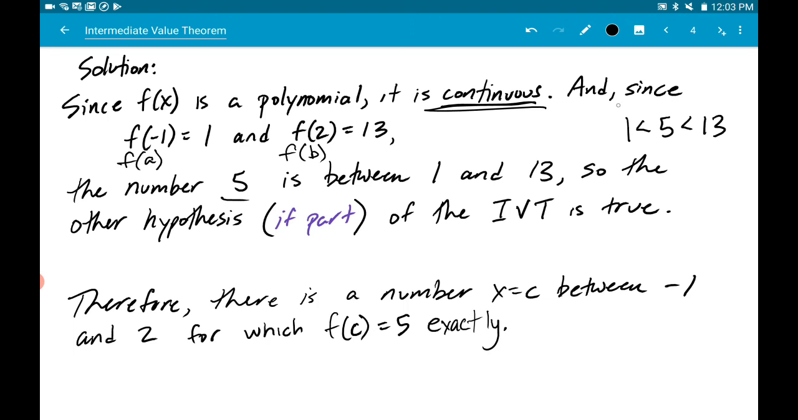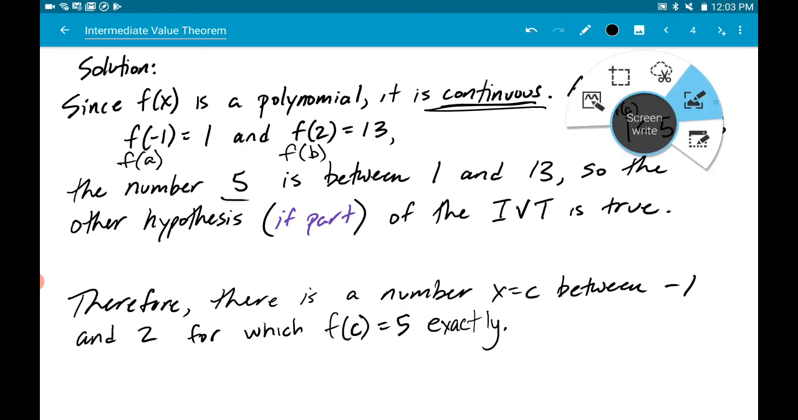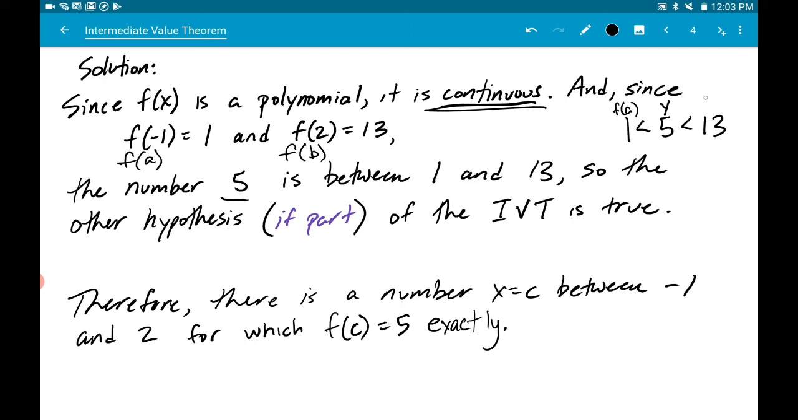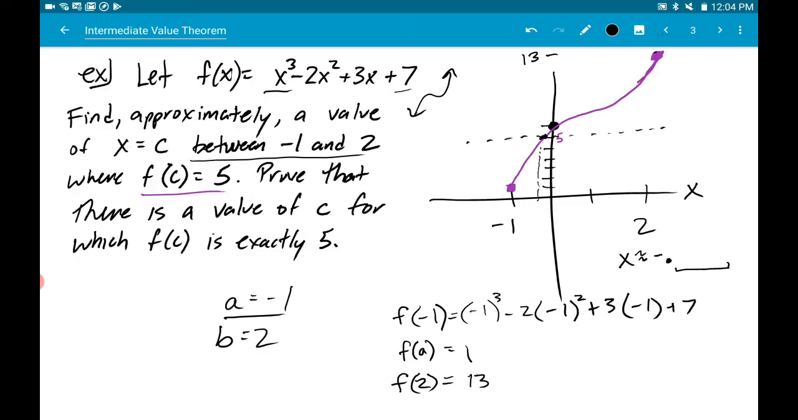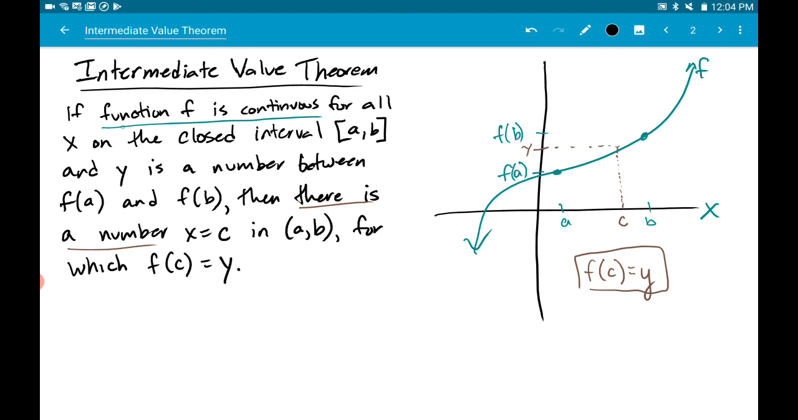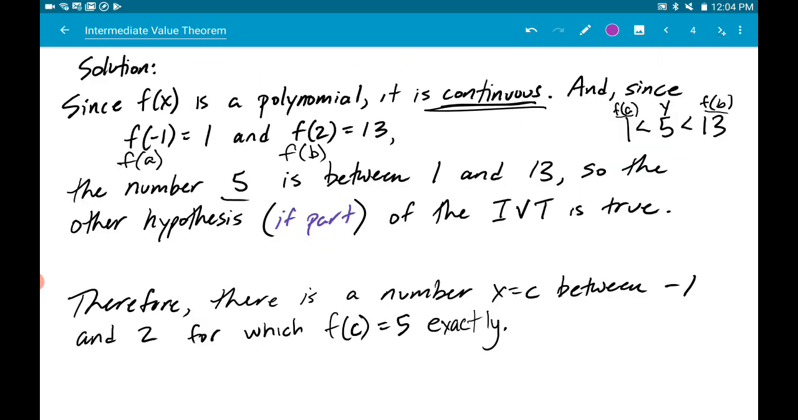You could also think of it as, 5 is between 1 and 13. So if you like inequalities, you can think of this as f of a. You could think of this as your y. You could think of this as your f of b. So this is saying that y falls between f of a and f of b. So the other hypothesis, the if part of the IVT, is true. So what am I referring to? I'm referring to, it says, if the function is continuous, it is because it's a polynomial. And if y, that was our 5, is a number between 1 and 13. So I'm basically taking the theorem and translating it with actual numbers. So it is between 1 and 13.